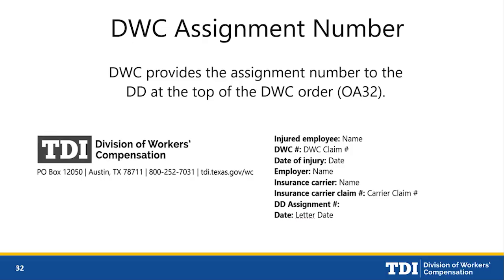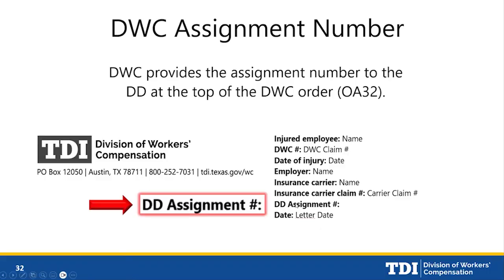One important aspect of your bill is to have this assignment number on there. So again, it goes in the pre-authorization field. And this is what the top of the letter, the order, looks like. It's called the OA 32 letter that comes from the division. And you can find the DD assignment number right over here. I've blown it up there for you a little bit.